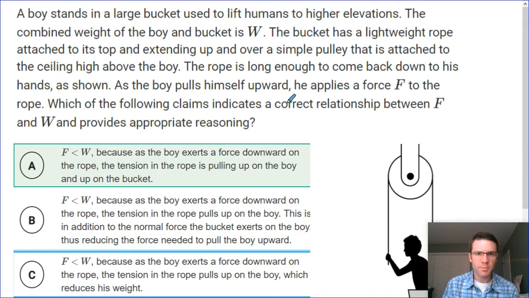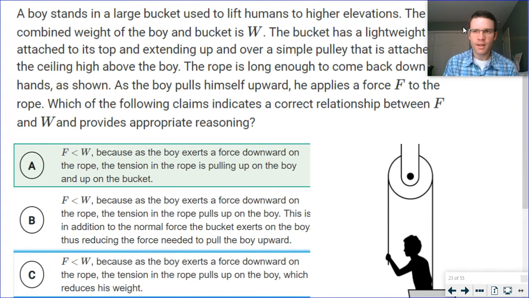The boy stands in a large bucket, and the combined weight of the boy and the bucket is W. The bucket is attached to a lightweight rope, so we neglect the weight of the rope, and it extends over a simple pulley. Here's how you evaluate this one. It says, as the boy pulls himself upward, he applies force F to the rope. Which of the following claims indicates the correct relationship between F and the weight of the system?